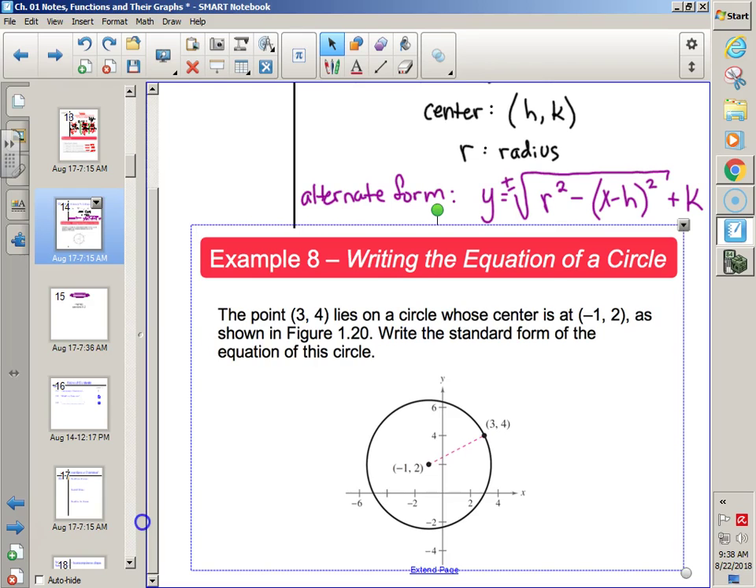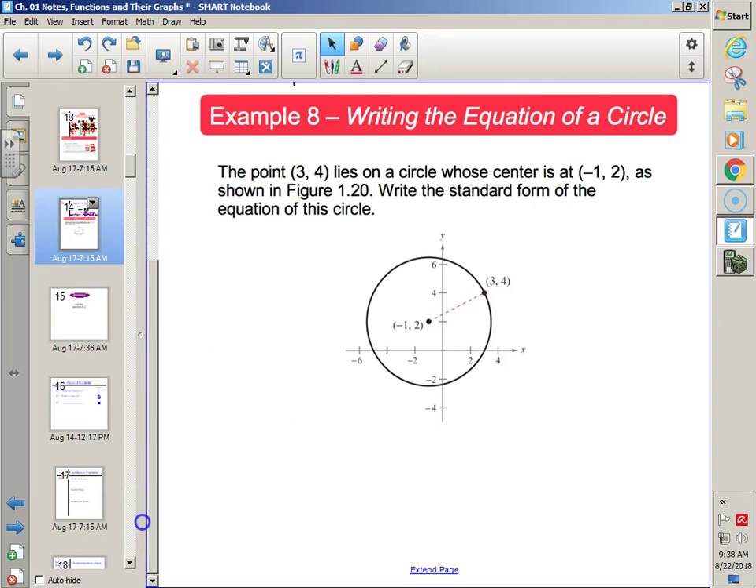Plugging in h, k should be easy, right guys? Because h, k is specifically the center, and they gave us the x, y of the center, right? Just making sure our reasoning is okay. Right? So what are you missing? The r. But what is the r? The distance. Good.